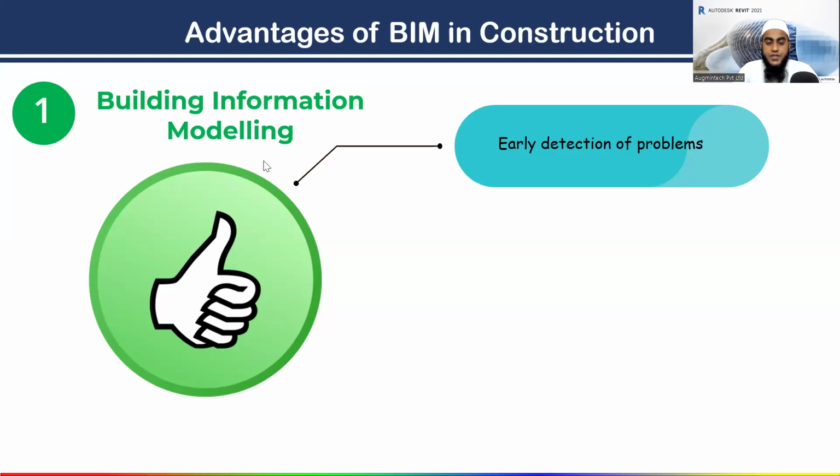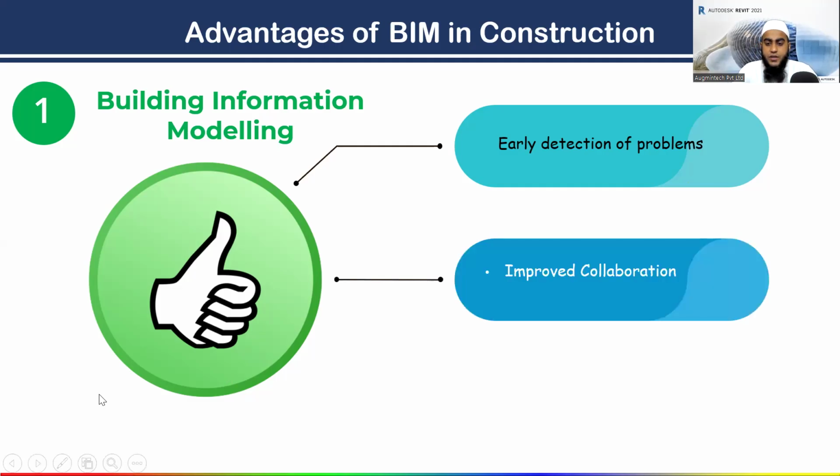See, the first advantage of BIM is what? Early detection of problems. With the help of BIM software, you can detect problems like clashes early. Easily you can detect the clashes by using BIM software. We also have Navisworks software for clash detection. You can use BIM software to identify clashes between building services, for example mechanical, electrical, and structures.